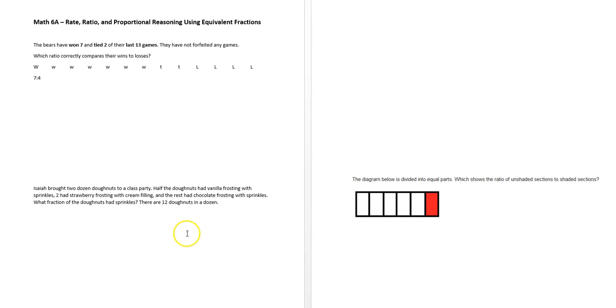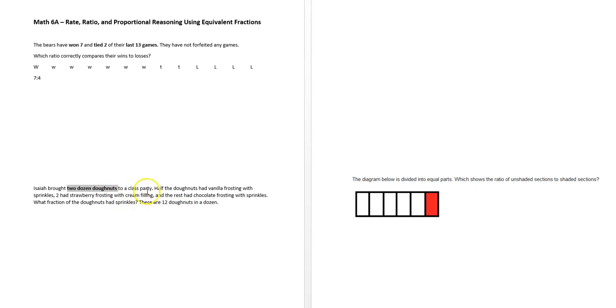Let's look at the second problem, the donut problem. Here a student has brought 24 donuts to a class party. I have a feeling that's going to be important information. Half the donuts had vanilla frosting with sprinkles, 2 had strawberry frosting with cream filling, and the rest had chocolate frosting with sprinkles. What fraction of the donuts had sprinkles? And just a reminder, there are 12 donuts in a dozen.